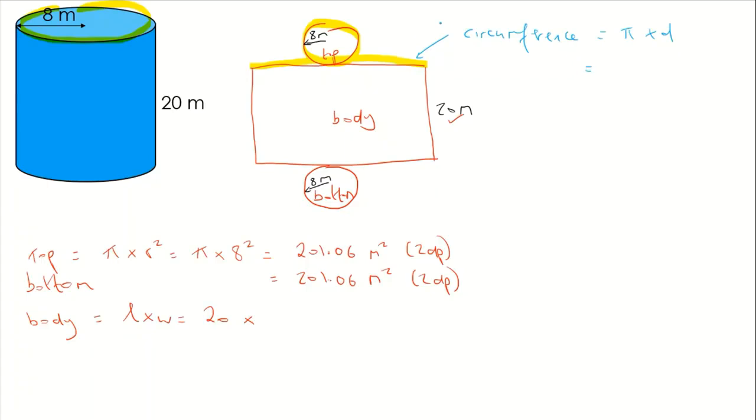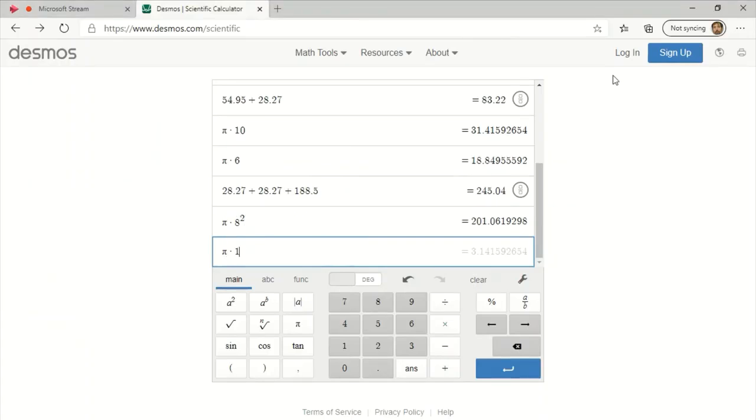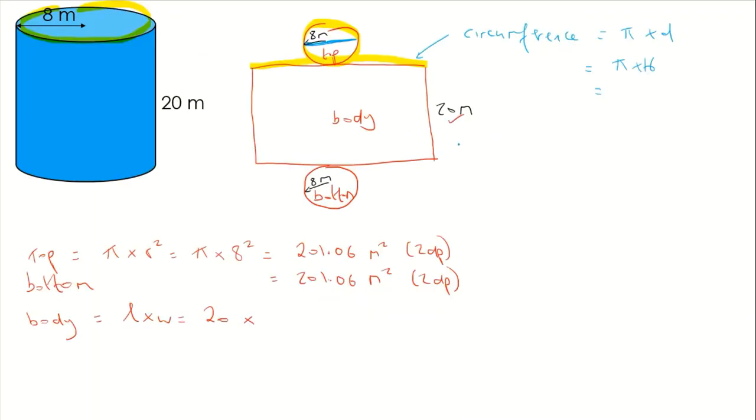Now be careful, this circle's diameter is not 8. That diameter is all the way across. I hope you agree. If halfway across is 8, all the way across is going to be double 8, which is 16. So it's pi times 16 now for the circumference. So pi times 16 is 50.27 meters to 2 dp. So it's 20 times 50.27.